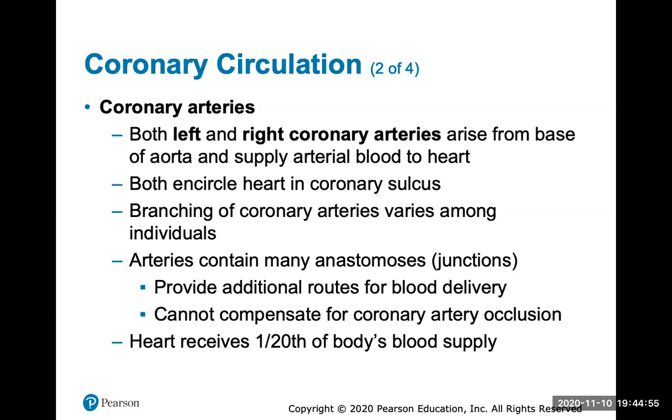Both the left and right coronary arteries will come off of the base of the aorta and supply arterial blood to the heart. They will encircle the heart in the coronary sulcus, and they'll have different coronary arteries that branch off of them. Arteries will contain many anastomoses, or junctions, which will provide additional routes for blood delivery, but they cannot compensate for coronary artery occlusion. So if one is blocked, anastomoses cannot compensate for any sort of blockage. The heart receives about 1/20 of the body's entire blood supply, which I think is very interesting. That's a lot of blood.